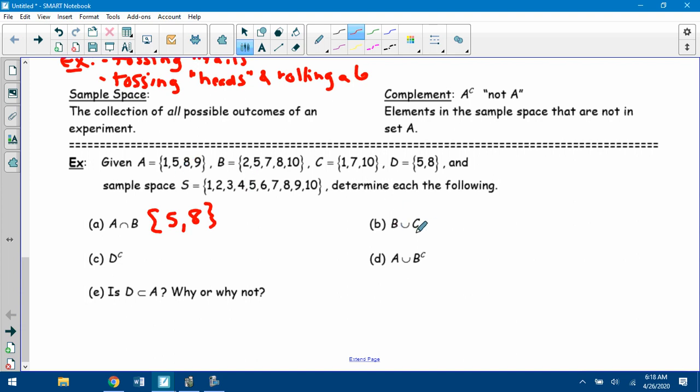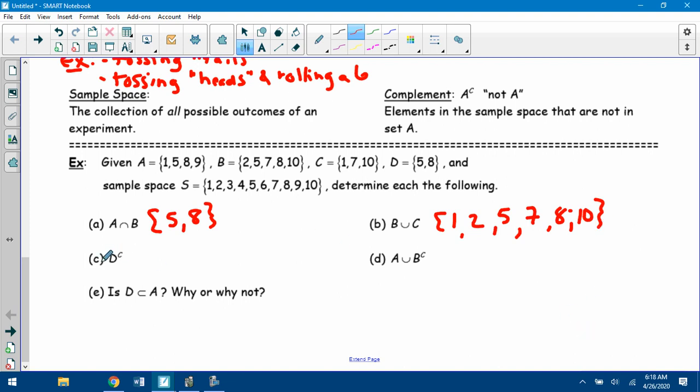B union C. So now I'm looking at this and this. I want to list any number that's in either set, but I'm not going to list it twice. So does either set have a 1? Yup. Does either set have a 2? Yup. There's no 3, there's no 4, but there's a 5. There's no 6. They both have a 7, but again, just list it once. 7 is 7. There's an 8. And they both have a 10, but just list it once.